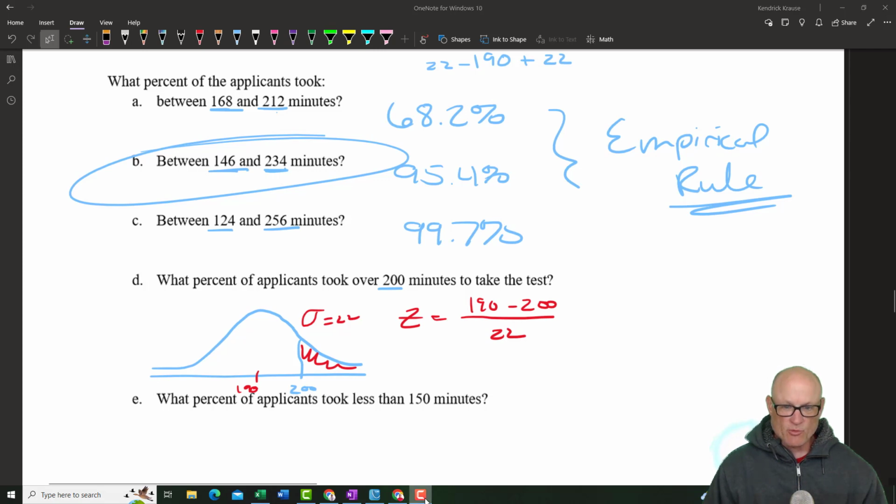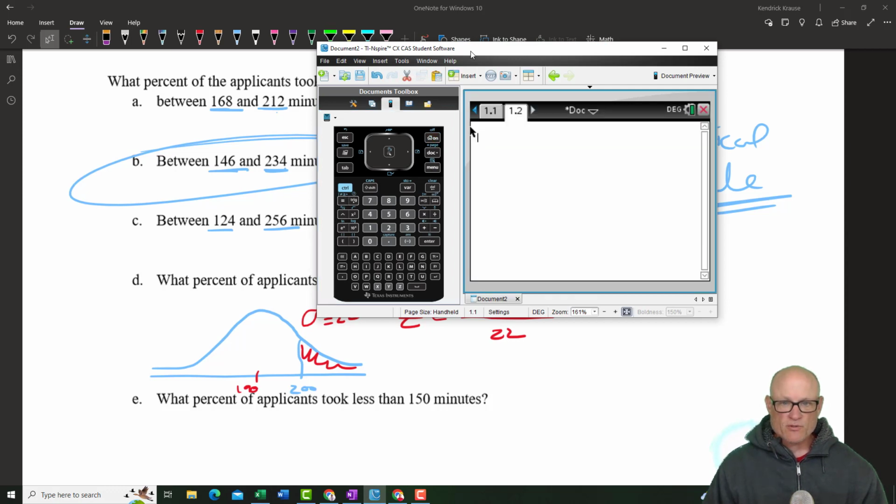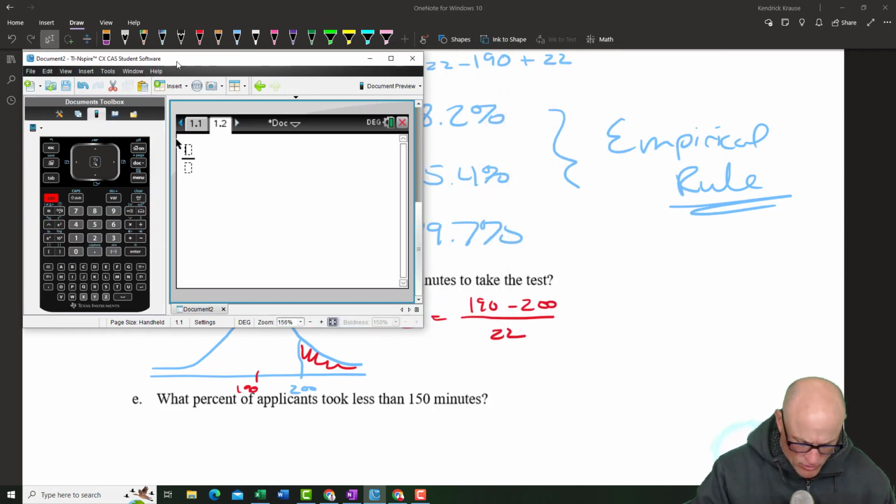And I have my calculator somewhere. Where is my calculator? This one. Oh, this one's my calculator. Jeez. So I'm going to do 190 minus 200 divided by 22. I don't know why I put a division there.